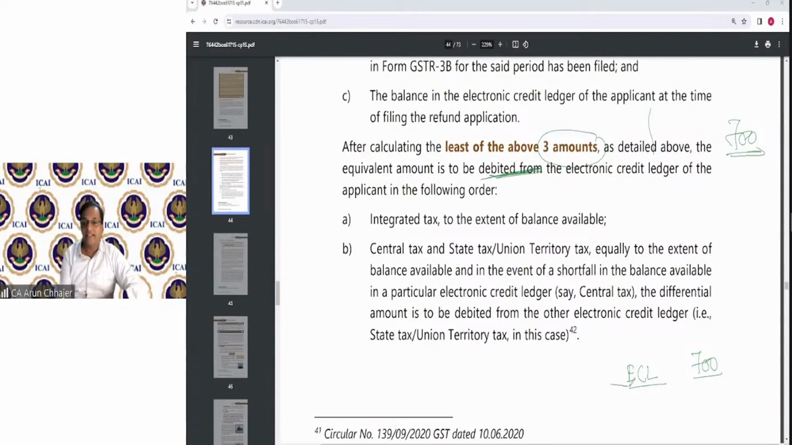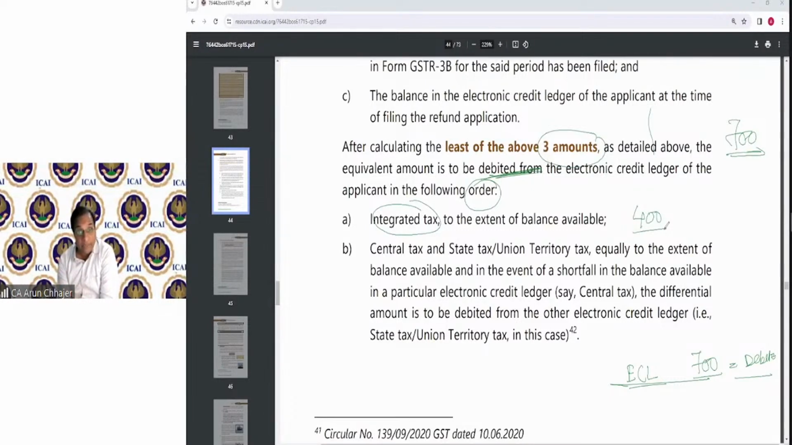Now, when you file the refund application, this 700 should be debited. The debit, they have given the order. ये debit जो 700 करना है, किस order में करना है? First, you will debit to the IGST. Entire amount to the IGST to the extent it is available. Let's say you have the balance of 400 in the IGST. तो 400 रुपए आप डेबिट कर देंगे IGST को.